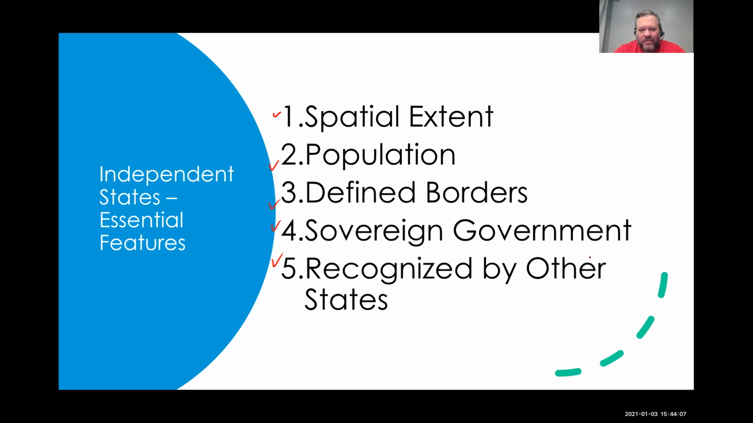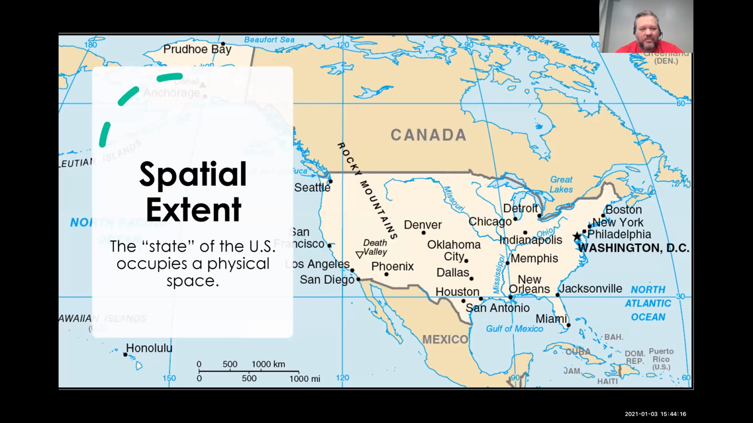Have to have defined borders. They have to have a sovereign government. And we'll talk about that in just a second. And then they also have to be recognized by other states. All right, and this is where we're going to run into some issues. So let's take a look at this real quick.